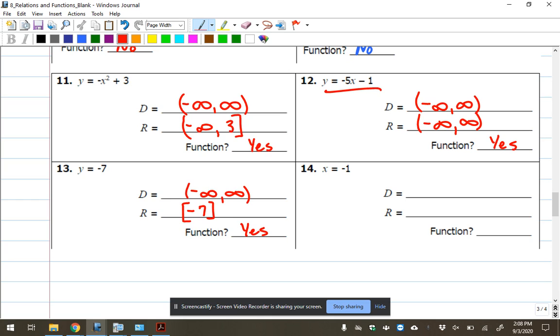No other y values. Now, here's where a limitation of the graphing calculator comes in. It can't graph x equals a number without the help of some sort of app or program. So, but all we got to remember is, hey, if y equals a number is horizontal, x equals a number is going to be what? Vertical. Does a vertical line pass the vertical line test? No. Absolutely not. So it is not a function. Put no there. The domain, what's the only x value in that problem? -1.